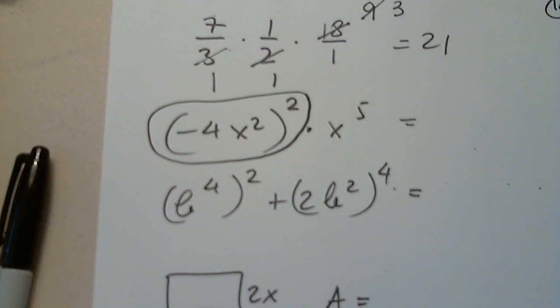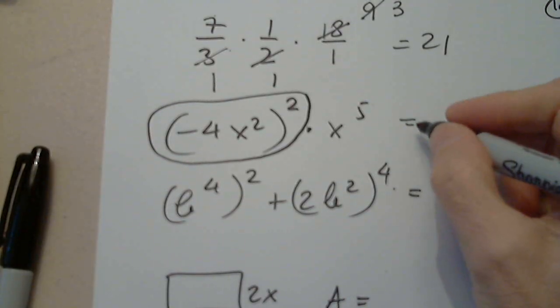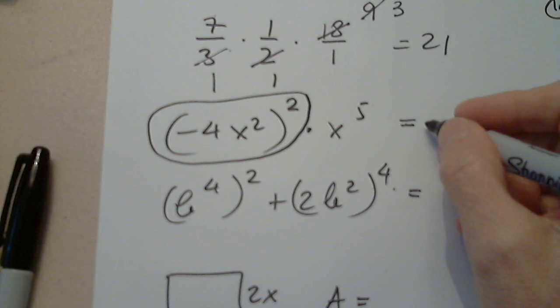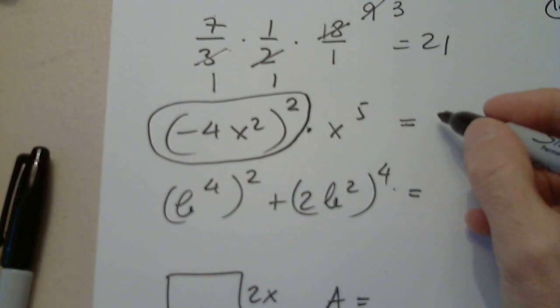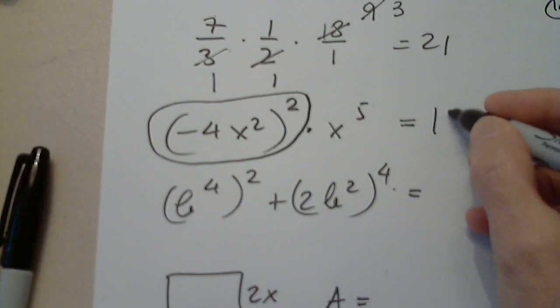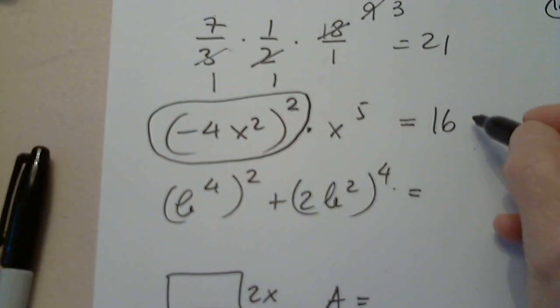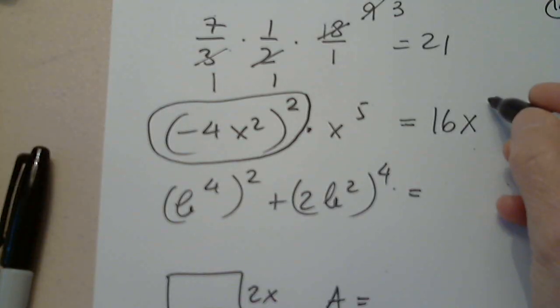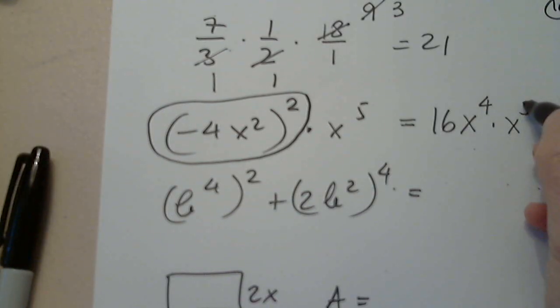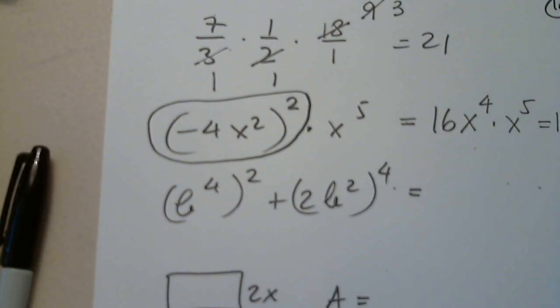So negative 4 squared is 16. Perfect. x squared squared, I copy the base. What happens to the exponents? Multiply, so 4. Excellent. And then x to the 5th. Now, this is 16 times x to which power? 9. Exactly, because now we add. Excellent. Good.